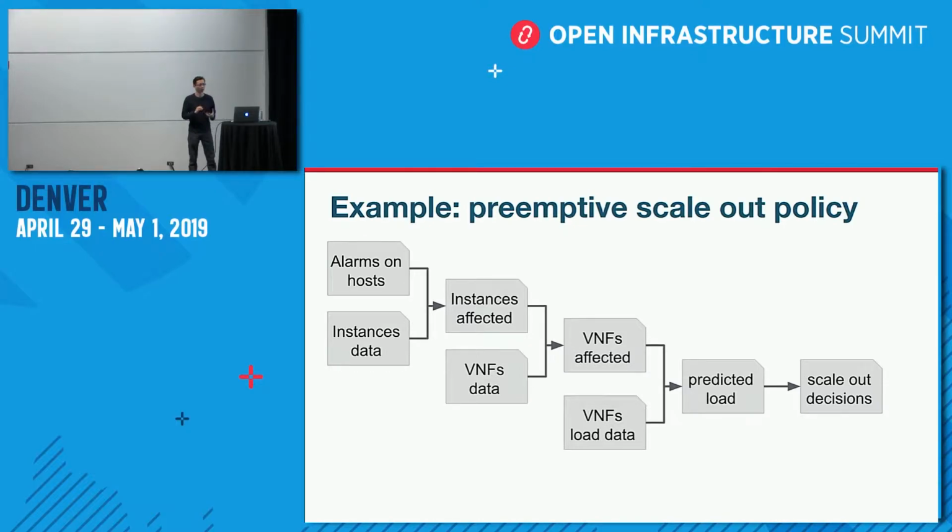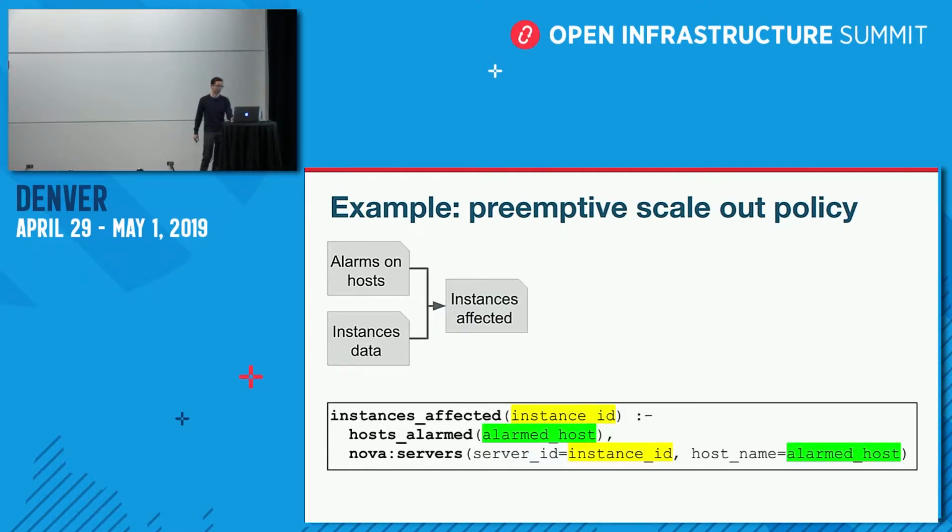Okay. Now, just to be a little more concrete, I'll give a couple snippets of the policy that can accomplish some of these steps. Okay, first, let's look at the first step. In order to figure out which instances are affected, this particular Datalog rule can look at the host alarm table listing all the hosts that are affected by these alarms, predicting failure. Then look up that host in the Nova servers table to figure out all the instances that are running on that host, and collect up all the results in the instances affected table. Okay, pretty simple.